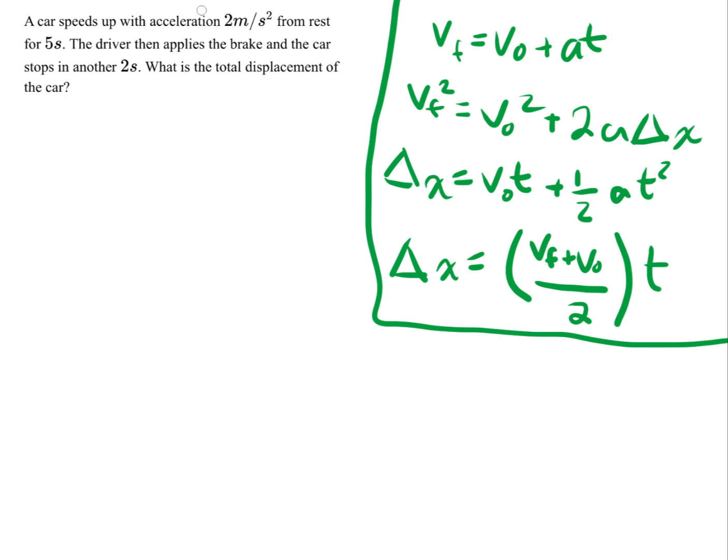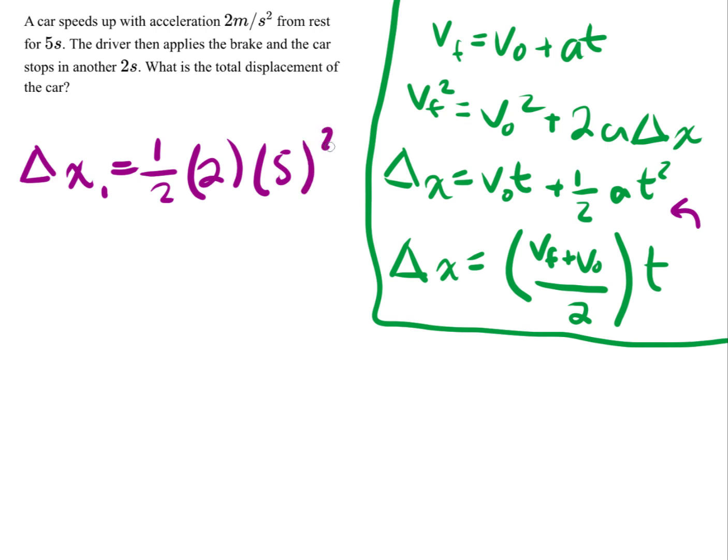So first we need to figure out the displacement of the car while it is accelerating. So we can just use this equation here. That its displacement is equal to, we don't have an initial velocity, the initial velocity is 0, plus 1/2 times the acceleration of 2 meters per second squared times the time interval of 5 seconds squared. If you simplify this, this becomes 25 meters, and that's the first part.